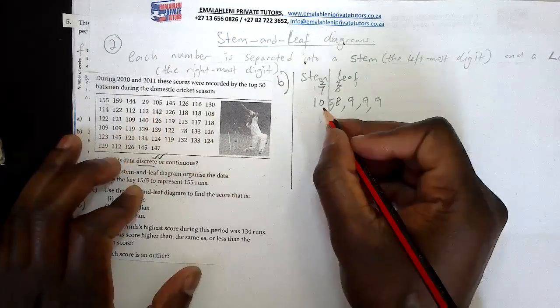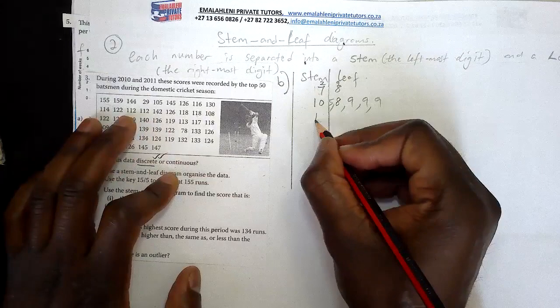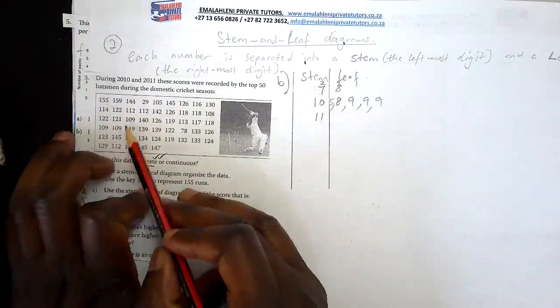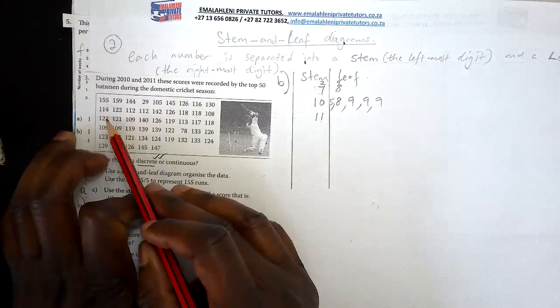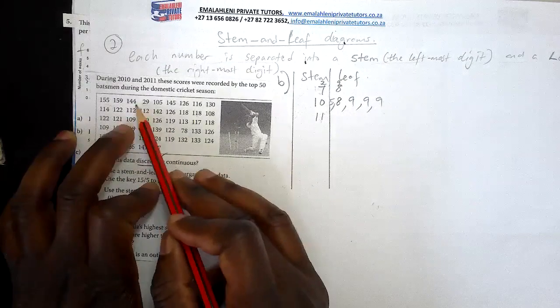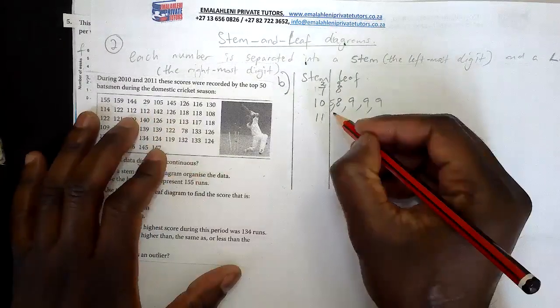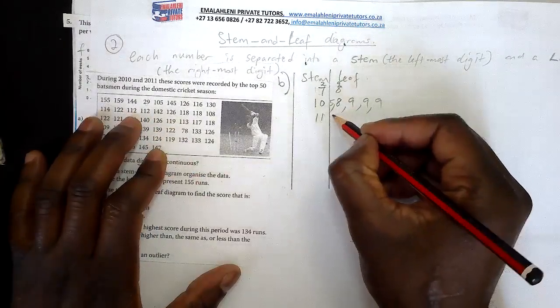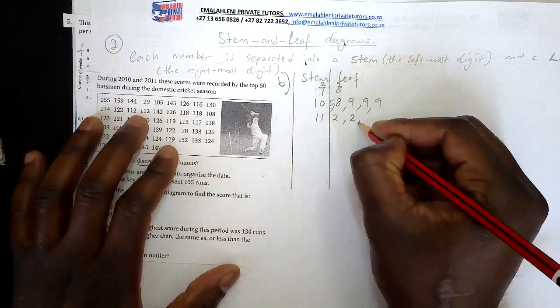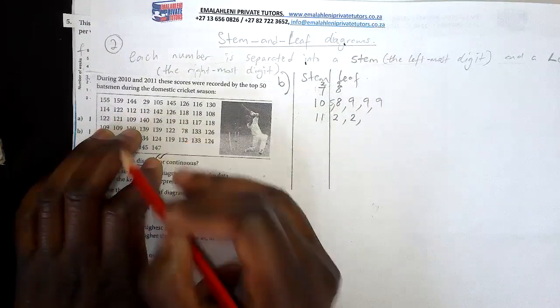Okay, let's move on to the other one. We put 11. Now for 11, do we have 111? We don't. No, we don't have it. So we're going to say 11. Then we put 2. This represents 102, 112. Then 2 again, so this represents these two values here.